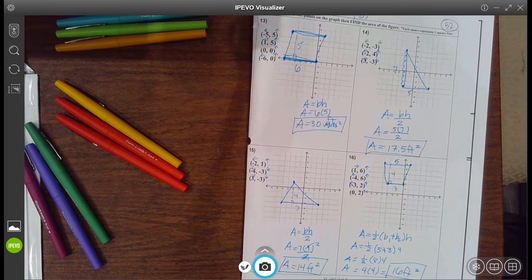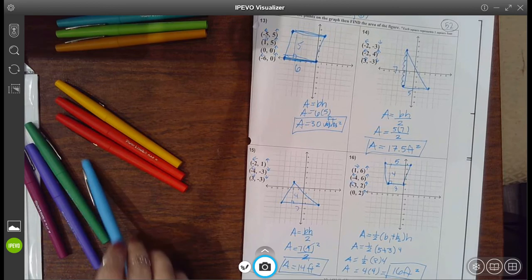Congratulations, my little mathematicians. You have mastered all the different shapes.